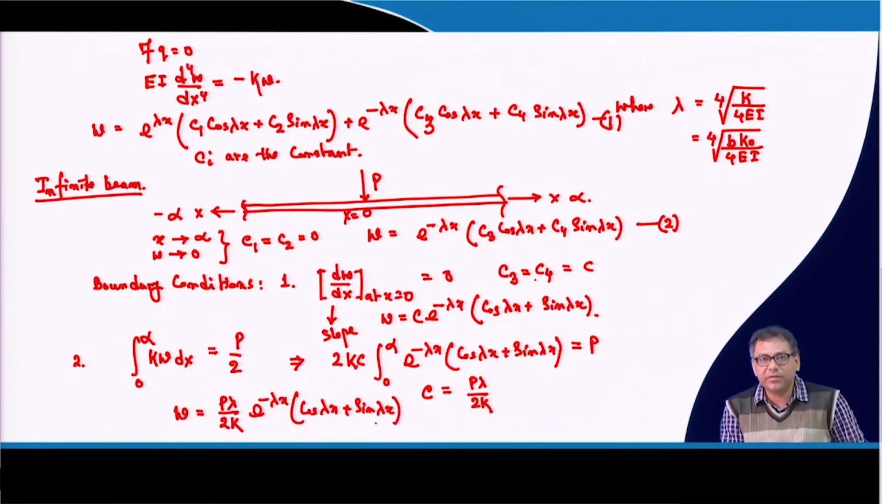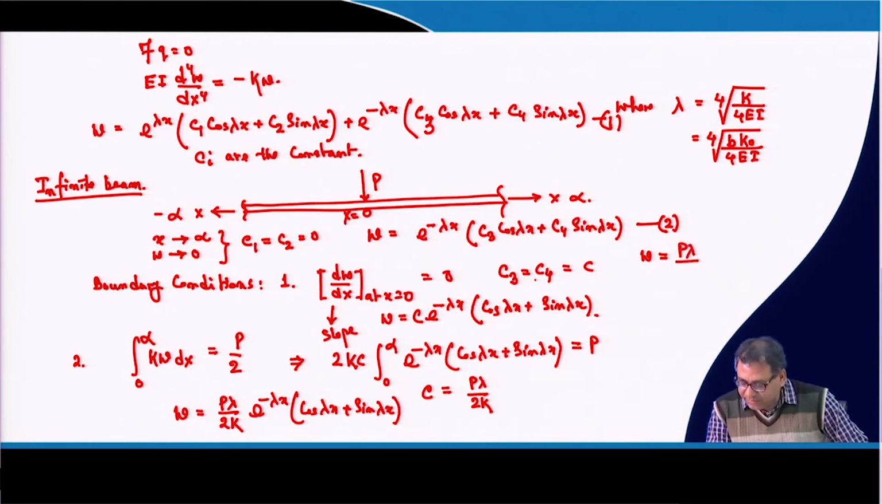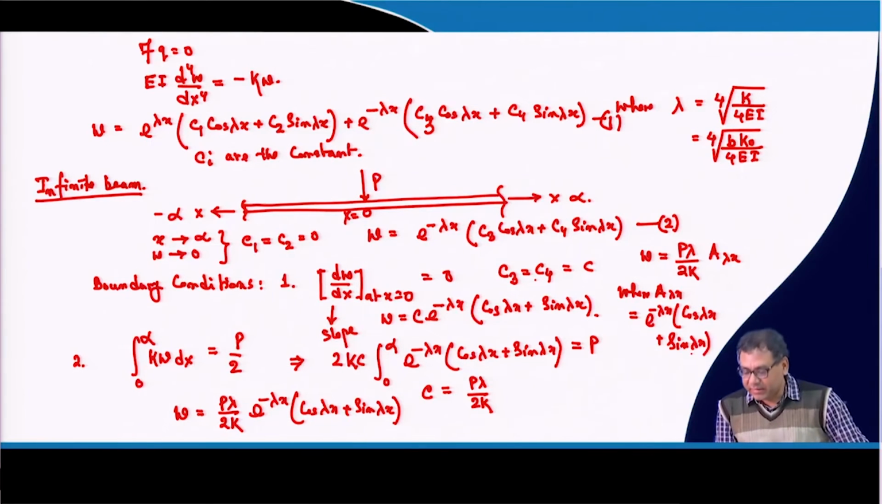So this is the equation of w, and I can write this w as P lambda by 2k into A lambda x, where A lambda x is equal to e to the power minus lambda x into cos lambda x plus sin lambda x. So this is A lambda x.